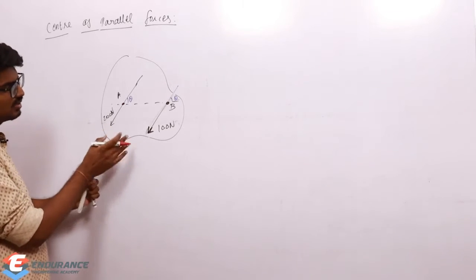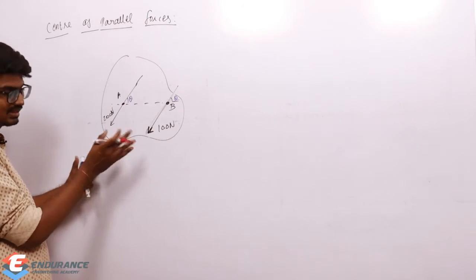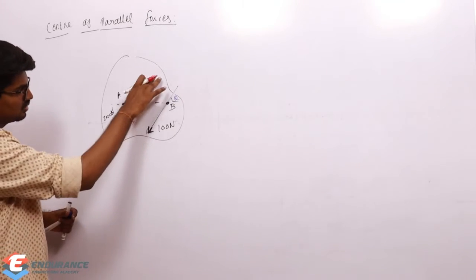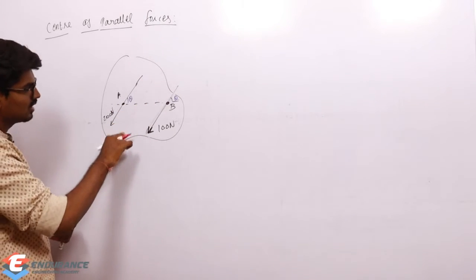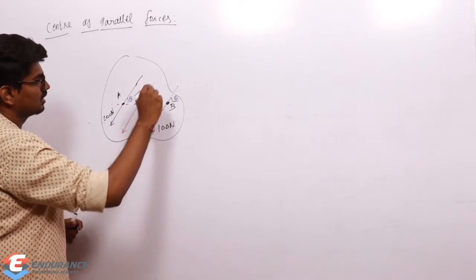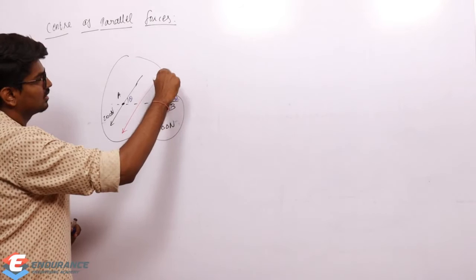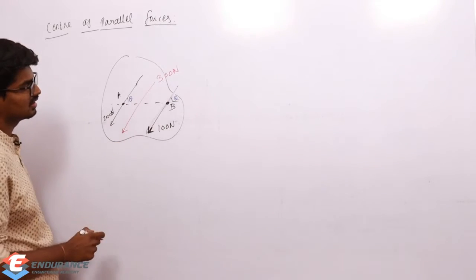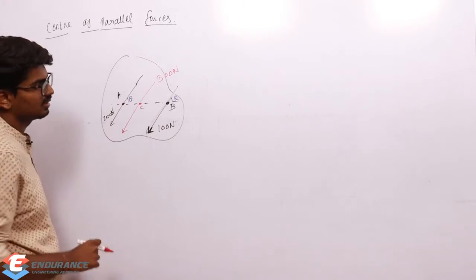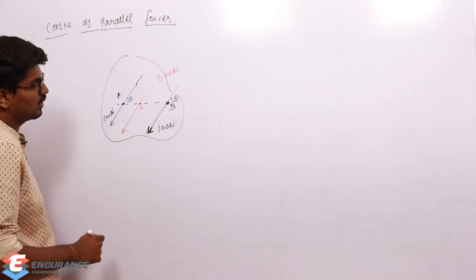The resultant is going to be like this, just the summation of these two. The resultant has to be parallel to this as well. So 200 plus 100, which is 300. So this point is C. Now I need to find out this AC and BC. So how can I do that?